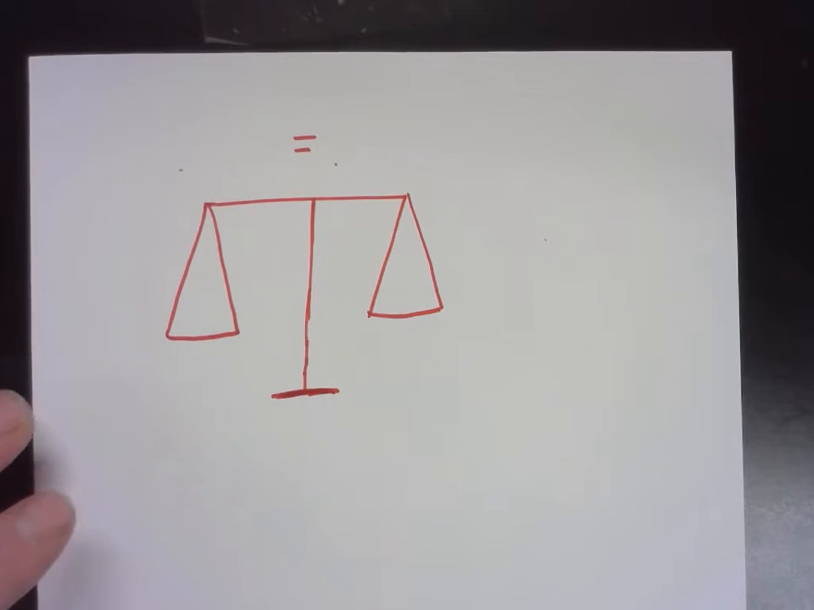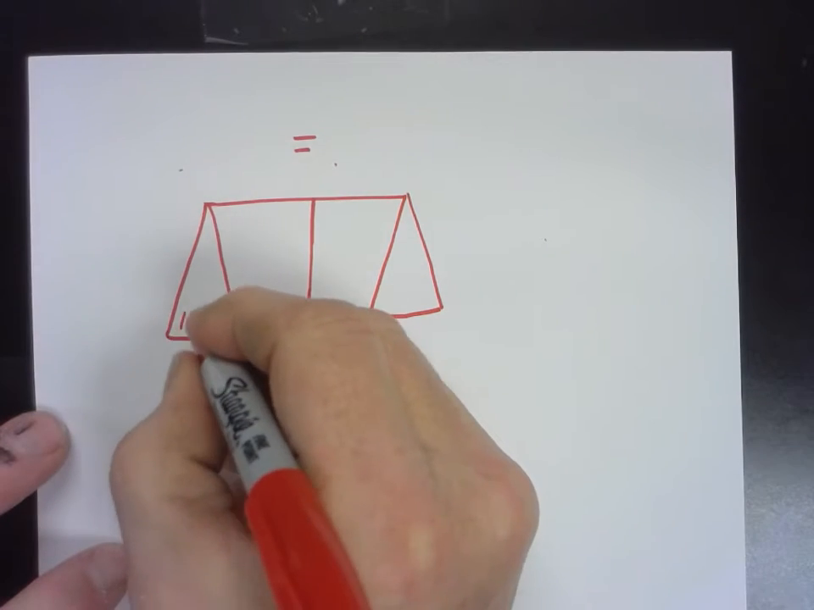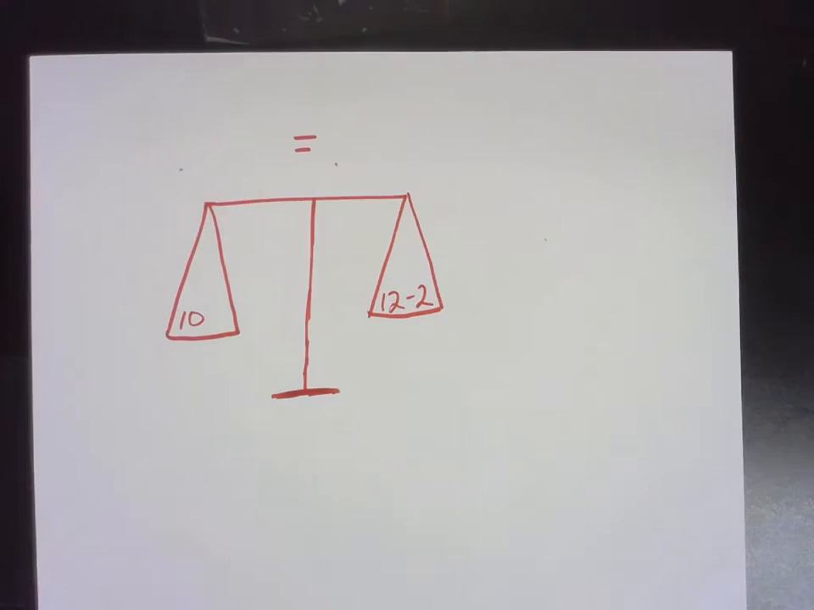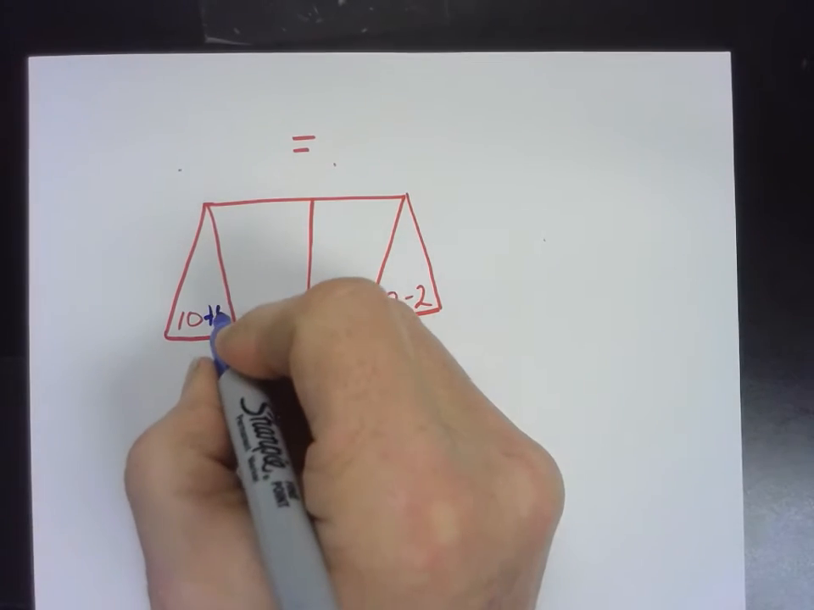And on one side we have something like 10, and on the other side we have something like 12 subtract 2. Are they equal? So hold your hands up like this, right? They're equal. They're balanced, right? They're still balanced. Now, if I come over here and I add 4, what's going to happen?